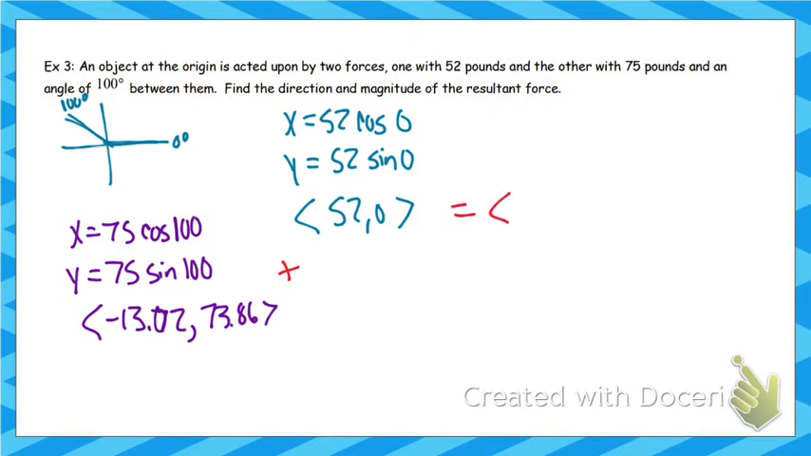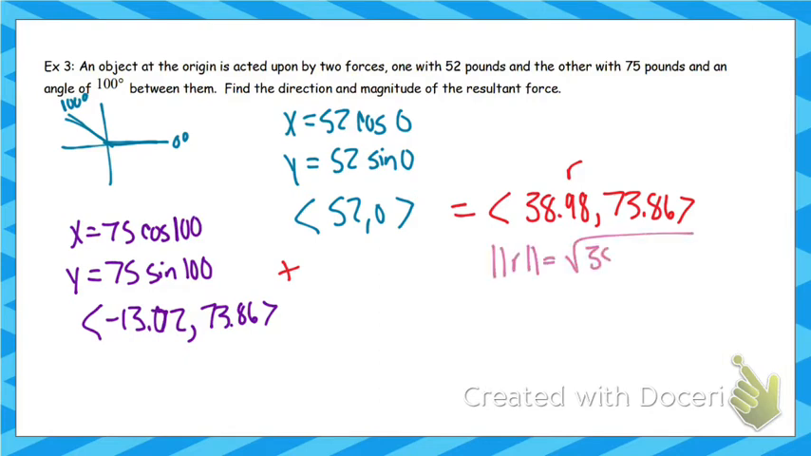So 52 plus a negative 13.02 is going to give me 38.98. 0 plus 73.86 is 73.86. So that is your resultant's component form. Now let's find magnitude and direction. Magnitude, Pythagorean theorem. 38.98 squared plus 73.86 squared, square root it, plug it into a calculator, 83.51 pounds of force. Let's find the angle.